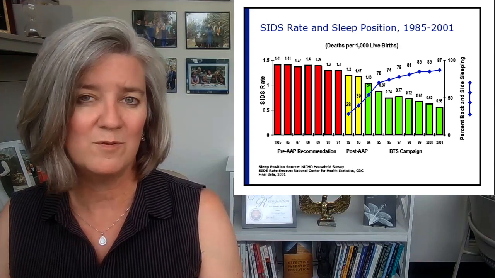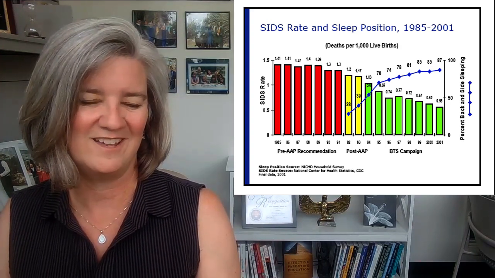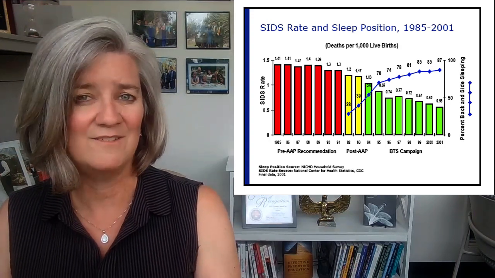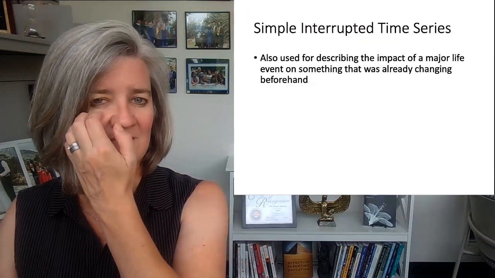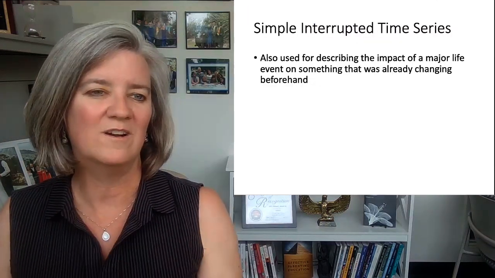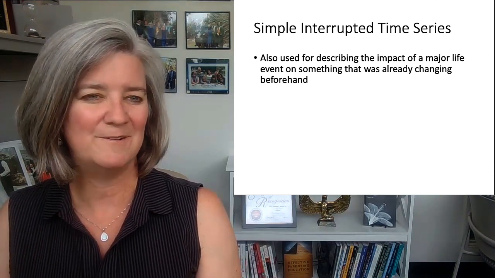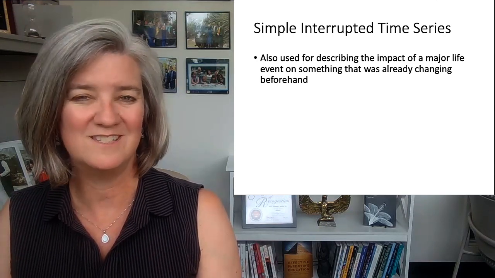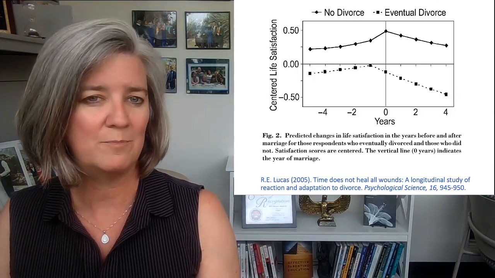This is considered one of the most successful public health campaigns in the United States, potentially saving 1,500 infants' lives every year. Simple interrupted time series are also used for more personal things in individual people's lives. They can be used to describe the impact of a major life event on something that may or may not have already been changing but had already been tracked prior.